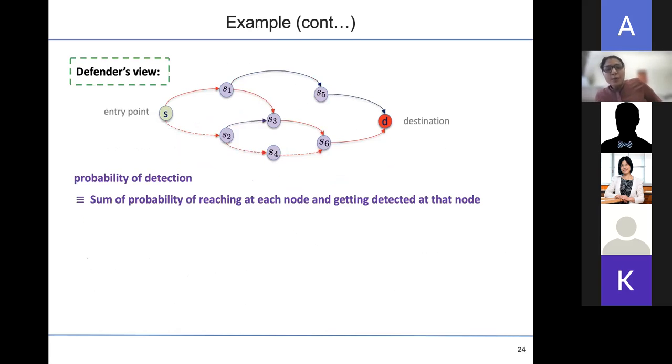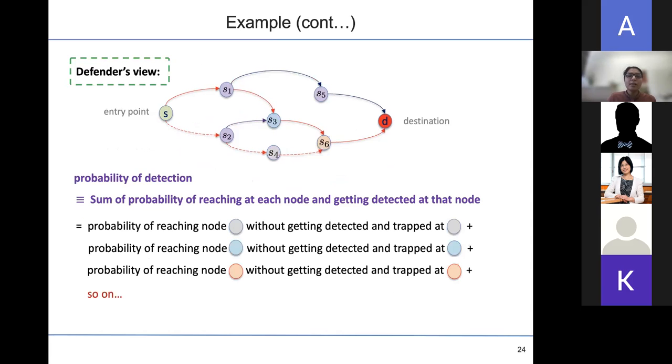So the defender's view is to maximize the probability of detection, and that is the sum of the probability of detection at each node. So which is first to detect the attack at this, let's say node S3, the attacker will have to first reach S3 and then you perform security analysis there and detect it, right? So the probability of detection is the probability that the adversary reaches a particular node and then the adversary is detected there. And that's summed over all possible nodes.